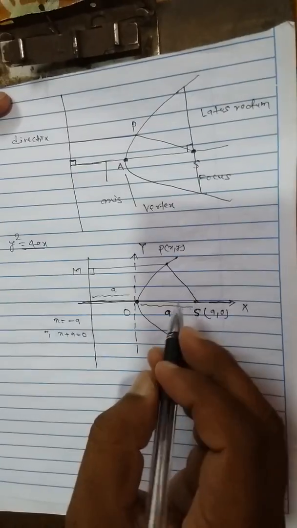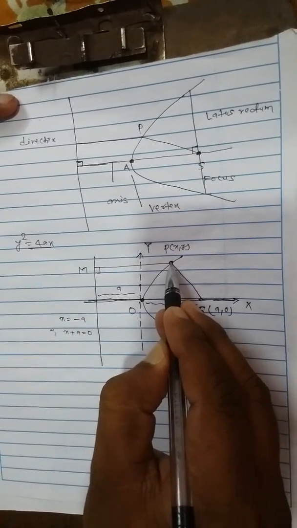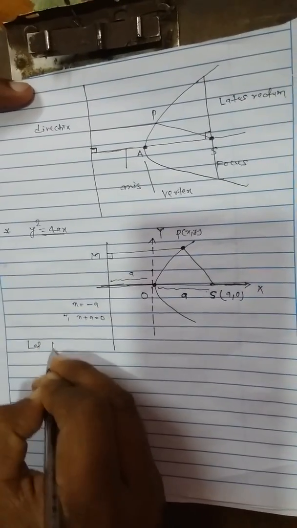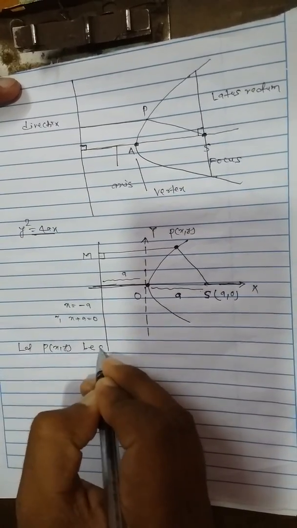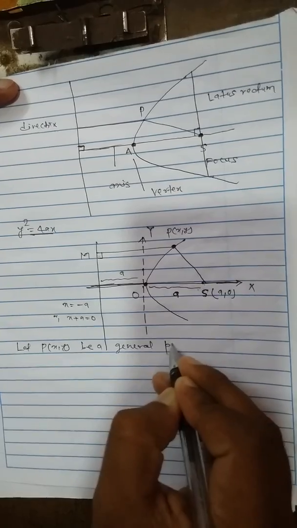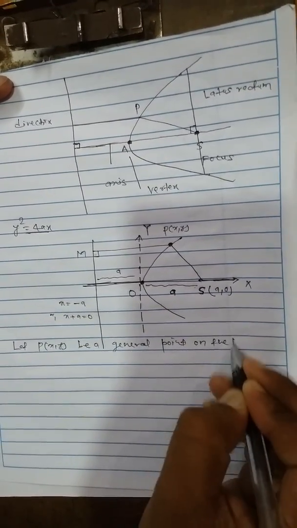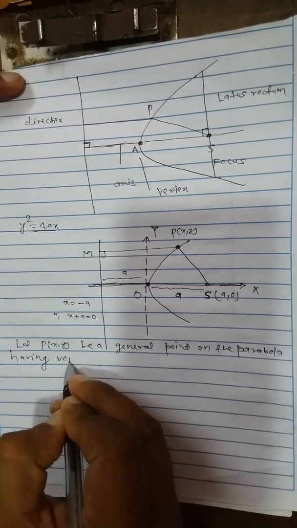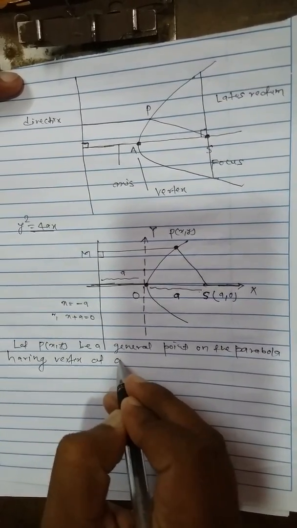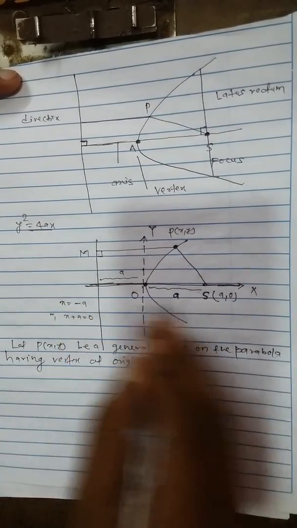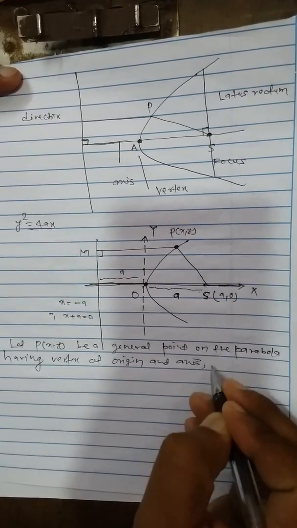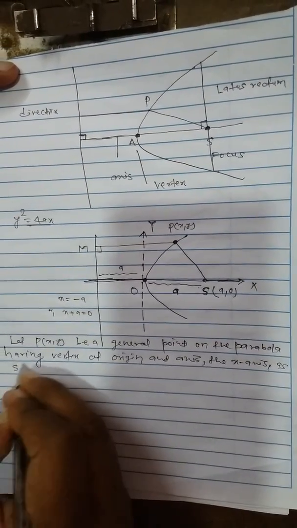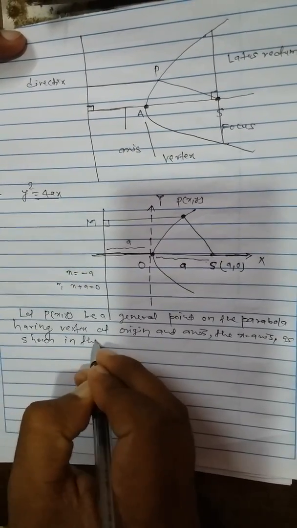Let us describe this. Let P(x, y) be a general point on the parabola having vertex at origin and axis the x-axis, as shown in the figure. I am going to write that here.